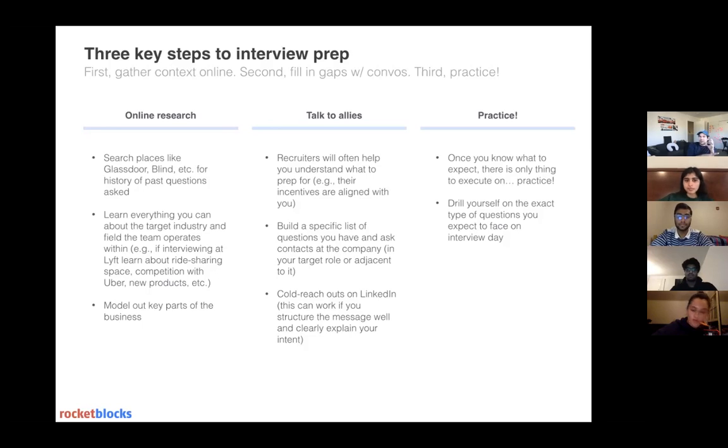The key thing I would start with is do your research online. Do some research about what this company likes to ask. There are places like Glassdoor, Blind, etc., where you can get insights into what questions these types of companies have asked in the past. You can get a sense. You can talk to some friends, maybe people in industry at those companies.